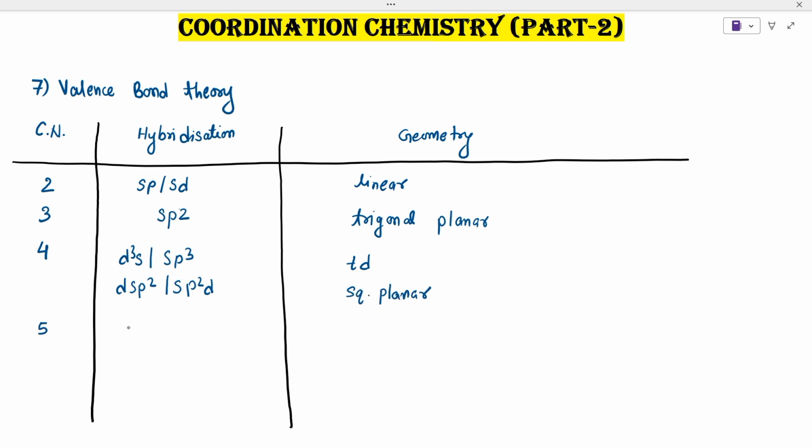Then if we have coordination number 5, then possible hybridizations are sp3 dz square, or dsp3, and sp3 dx square minus y square, or dx square minus y square sp3. If we have sp3 with dz square or dsp3, then in that case TBP geometry will be there. If we have dx square minus y square involved, then we will get square pyramidal geometry.